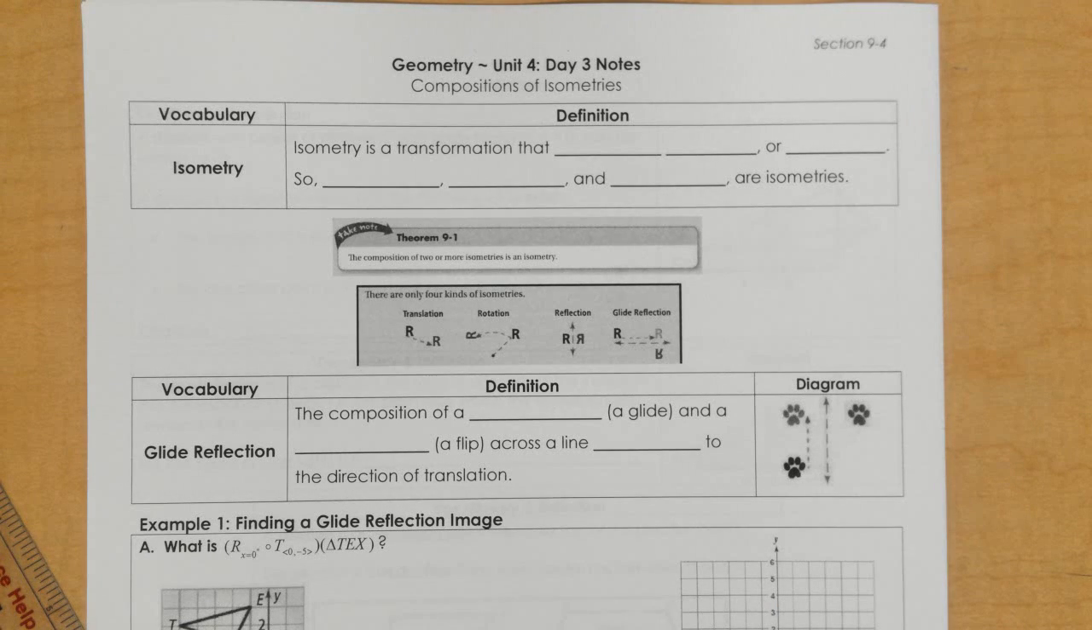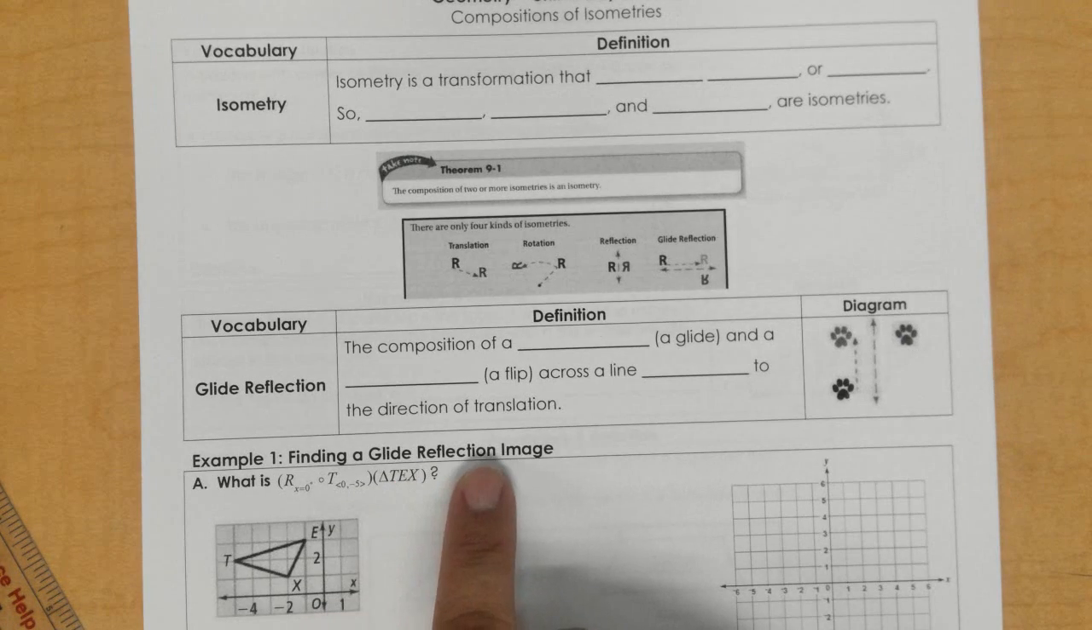Day 3 notes in Unit 4. It's called Compositions of Isometries. Also, you could think of this as really just a glide reflection.